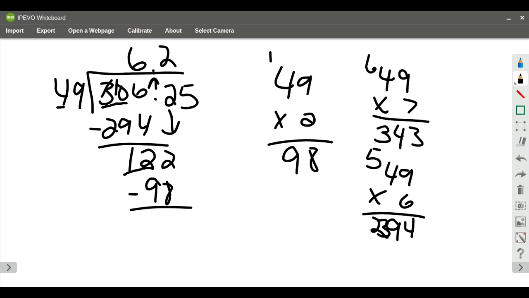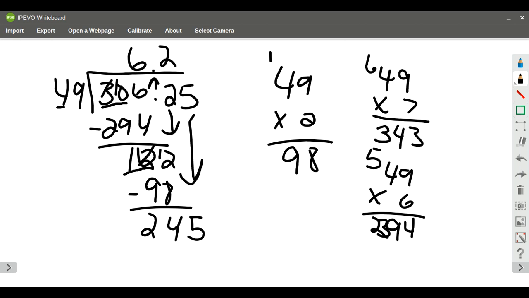And so I need to do some regrouping. So when I cross this out, 12 subtract 8 is going to be 4. 11 subtract 9 is going to be 2. My next step is going to be to bring down the 5. And so I need to look at how many times 49 is going to be able to go into 245.